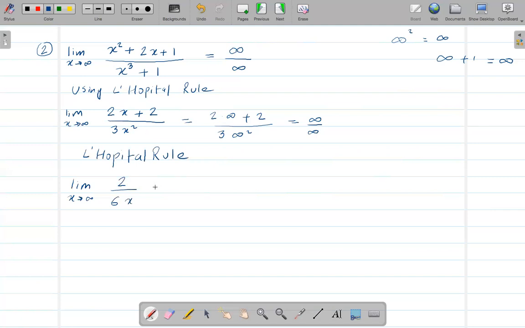So now we'll get 2 over 6 times infinity, right? That means on the bottom, 6 times infinity is still infinity. So 2 over infinity is what?